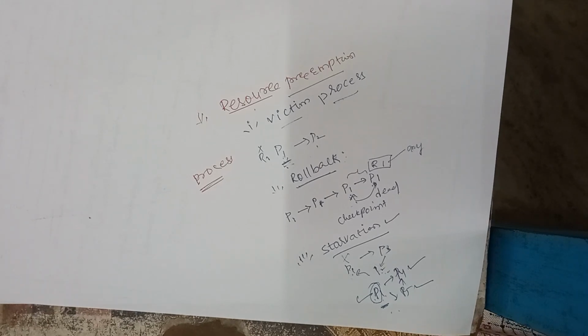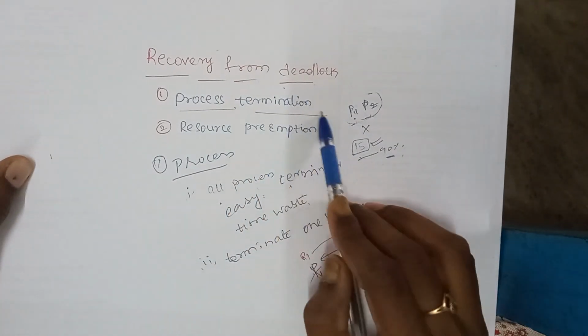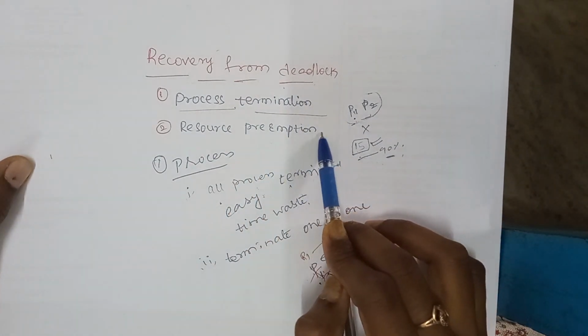Clear? So this is about recovery from deadlock, process termination and resource preemption.